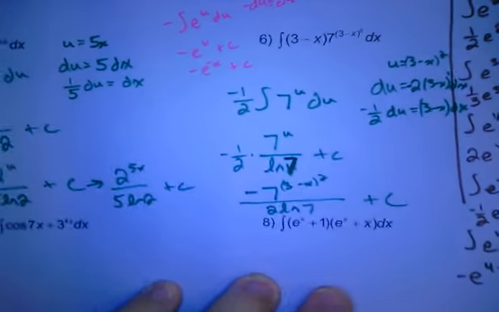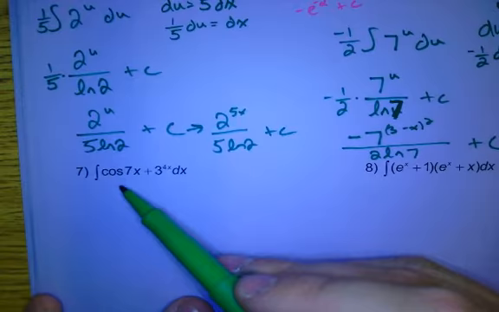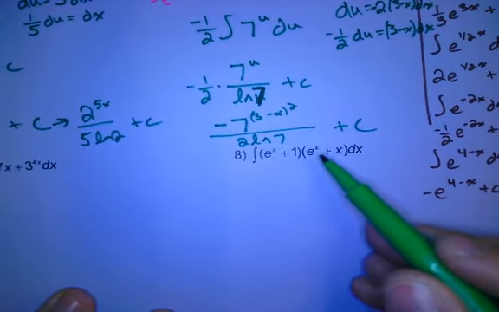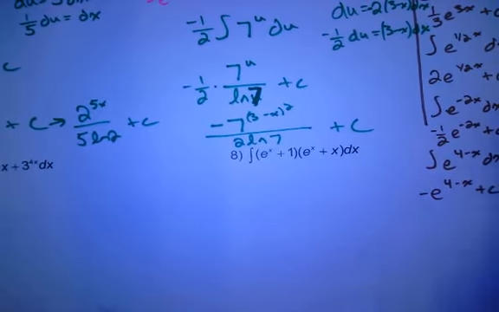Okay, moving on. 7, that's just 2 separate problems, 2 different u subs together right there, no big deal. This one, also just let u equal e to the x plus x. It'll cancel out that e to the x plus 1, no big deal.